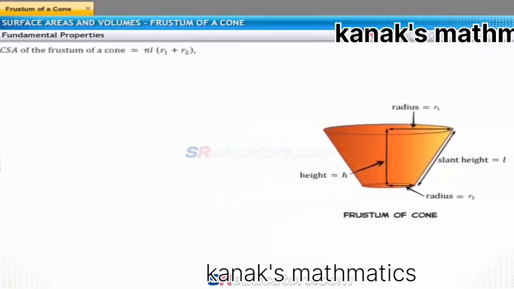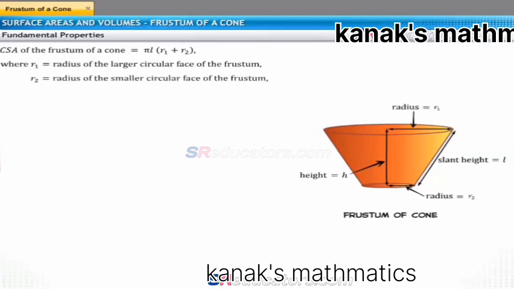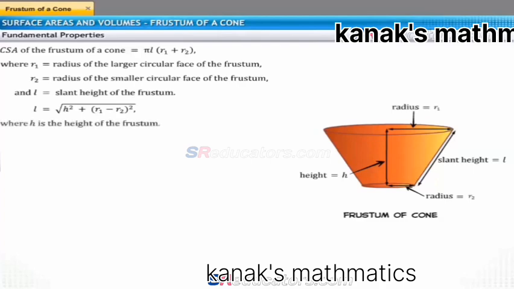The CSA of the frustum of a cone equals π × L × (R1 + R2), where R1 and R2 are the radii of the larger and smaller circular faces of the frustum respectively. L is the slant height of the frustum. The slant height can also be expressed as √(h² + (R1 − R2)²), where R1 and R2 are the radii of the circular faces, and h is the height of the frustum of the cone.